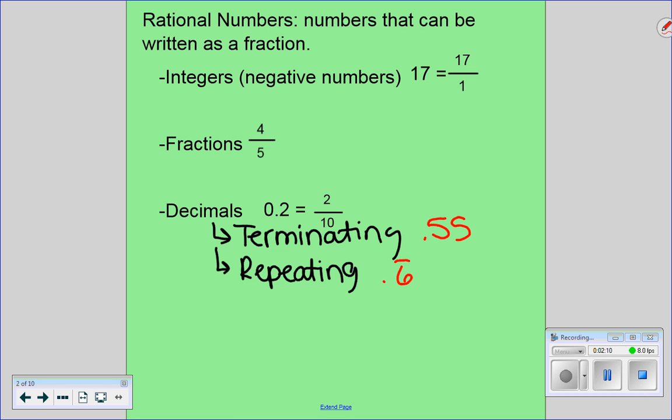Because what's happening here? There is a way to put this in a fraction. I'm going to teach you that today. No, you cannot round it up. Your calculator will round it up for you. But I'm going to teach you actually how to put this in a fraction today.